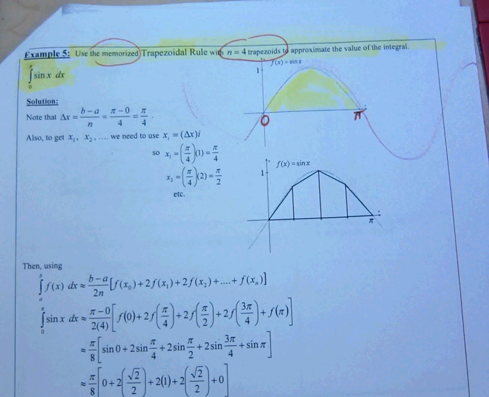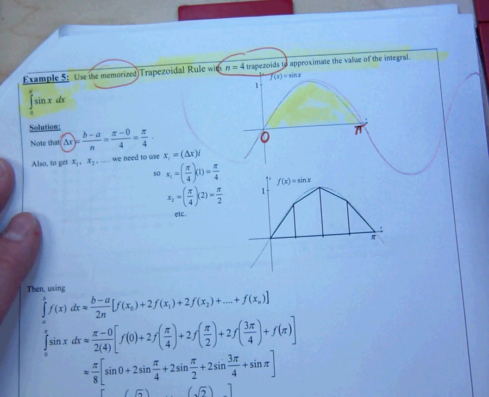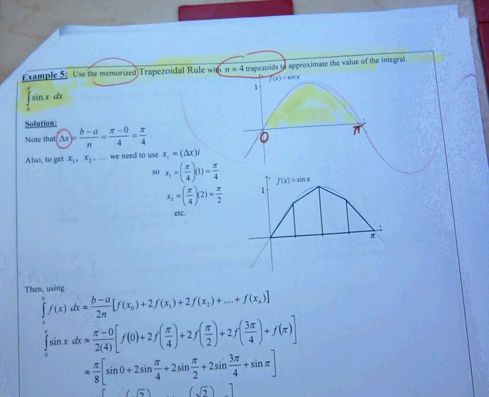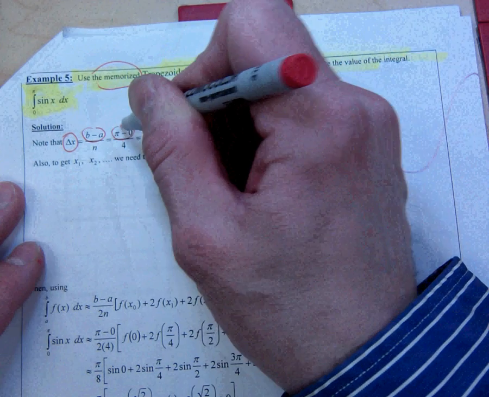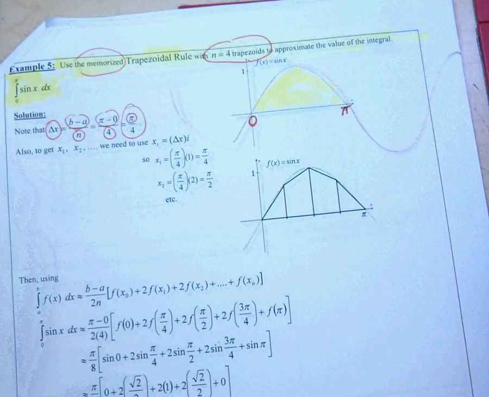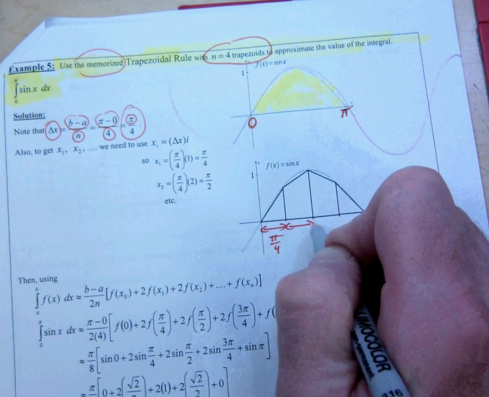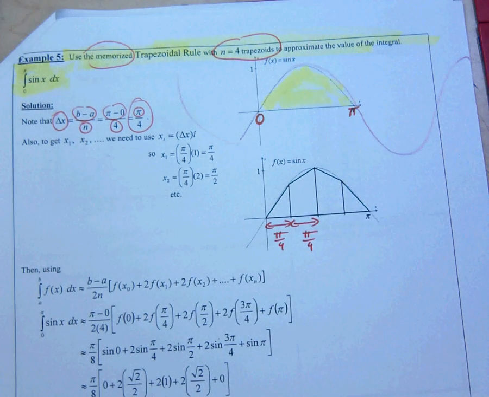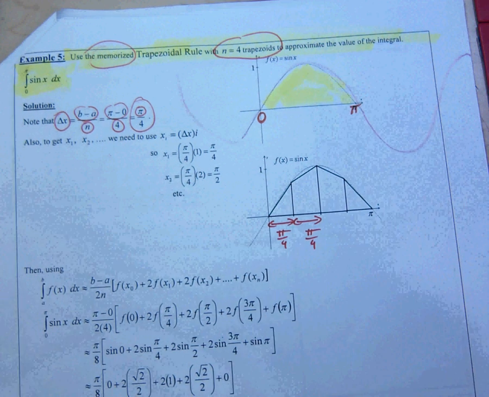Are you ready? Okay, where does the delta x come from if you're using equal width subintervals, which is required if you're going to use the memorized rule? You're going to take b minus a, which is pi minus 0, which is pi, and divide by the number of trapezoids, which is 4. So everybody agree that our widths, in other words, from here to here, it's going to be pi over 4. From here to here, it's going to be pi over 4, and so on. Do you agree? Okay, those are my widths.